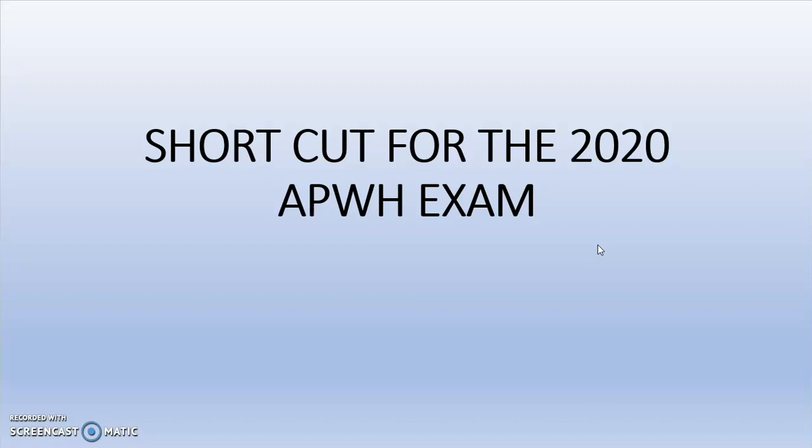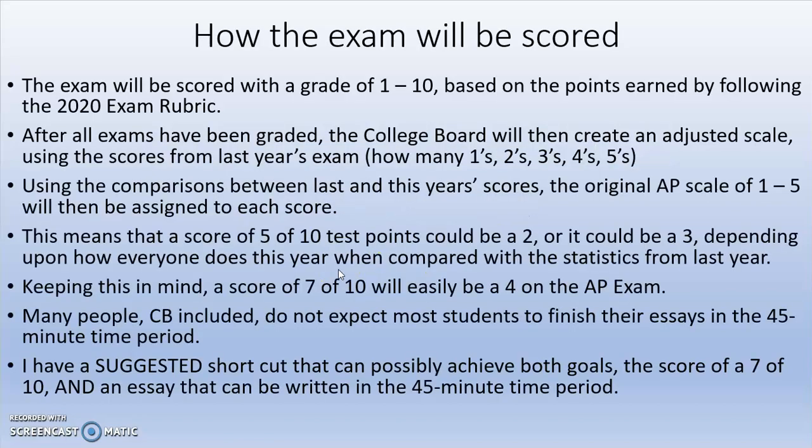This is a short video, maybe 12, 13 minutes, based on a shortcut that several teachers and I have discovered by looking at the 2020 AP exam rubric. It can help ensure that you can write a good enough quality DBQ answer within the 45-minute period on the exam. And the reason it can be done in 45 minutes is honestly because you don't need to do all 5 of the documents. Let me go through and explain what I'm talking about.